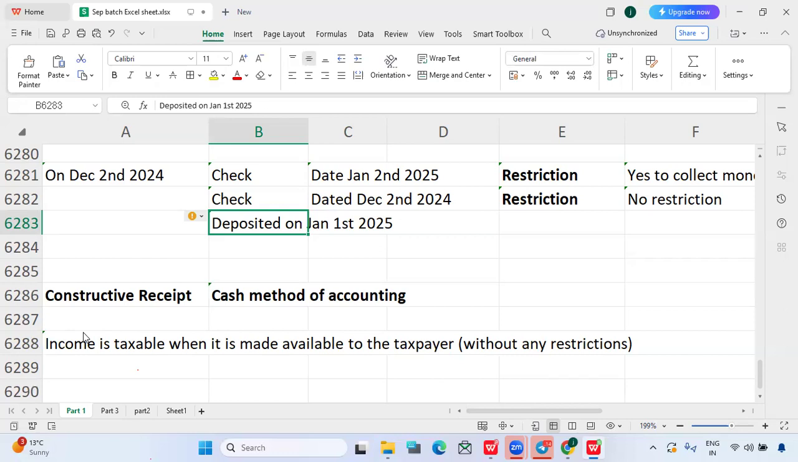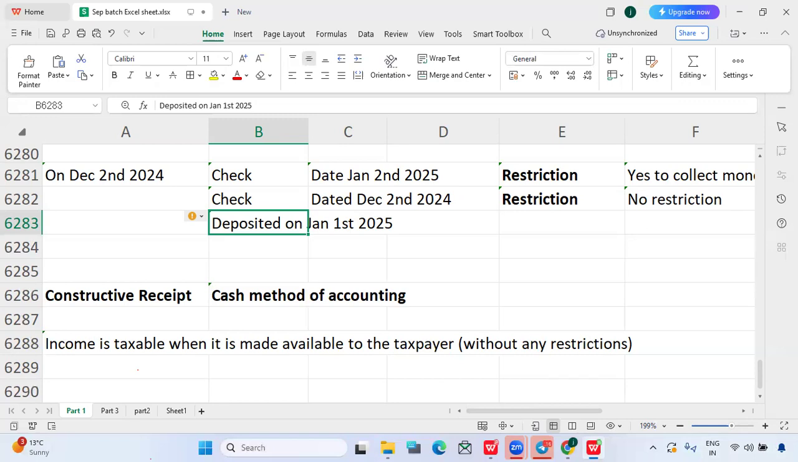That's the reason the IRS introduced something called constructive receipt of income. That means you must recognize it as income in the current year itself if you don't have any restrictions to encash the money. So that is the definition of constructive receipt of income. We generally see this in the cash method of accounting, and income is taxable when it is made available to the taxpayer without any restrictions. Then we will consider it as income in the same year itself.